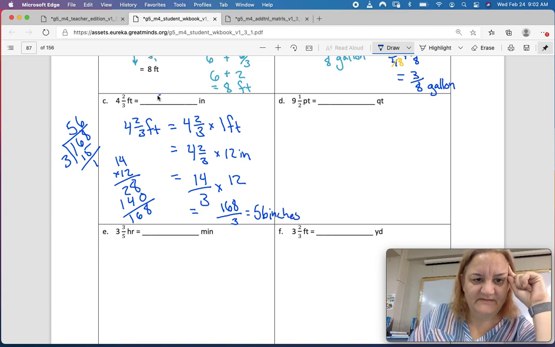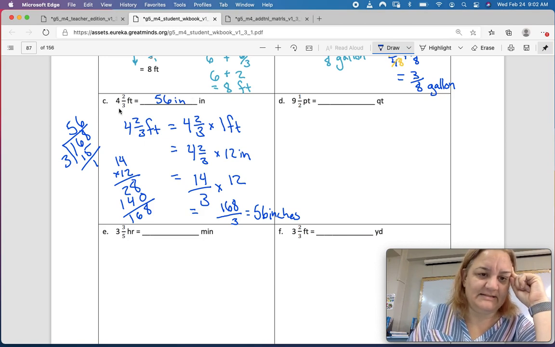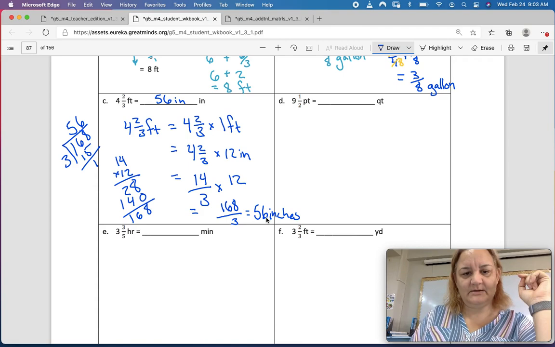So 56 inches. And we can estimate that if we know that 4 feet is 12 inches, well, 4 times 12 is 48, right? So you know that 56 is that 2/3 left over. That makes sense.